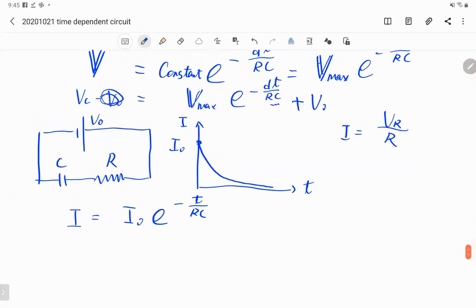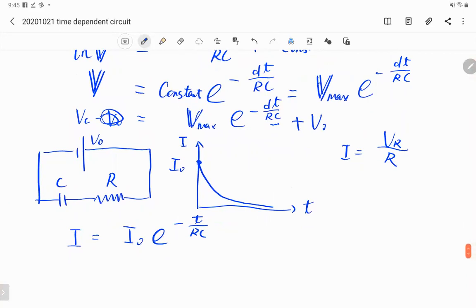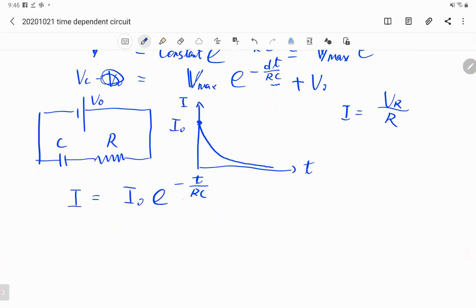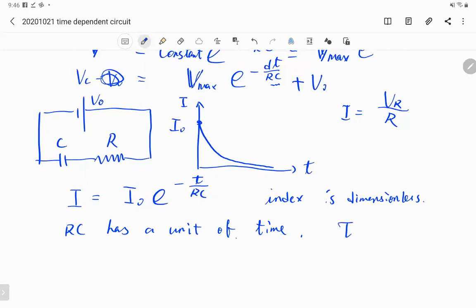So the RC is here. We just solved this equation, we get the RC in the denominator of the index. So we know for the exponential, the index should be dimensionless. The index is dimensionless. So the RC has a unit of time. That's a second. So we call the RC the time constant. I use tau to represent the time constant equal to RC. This is a very important part, and I think you can write this on the equation sheet. That means if you have a capacitor connected in series with a resistor, then the time constant is equal to RC.